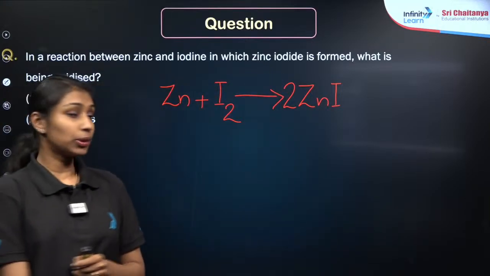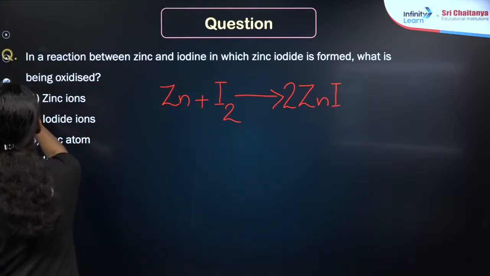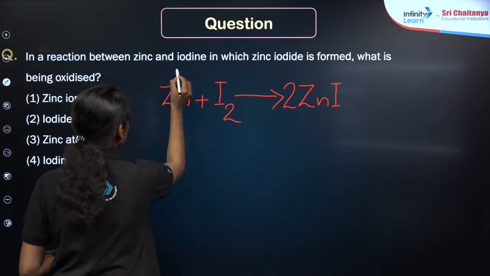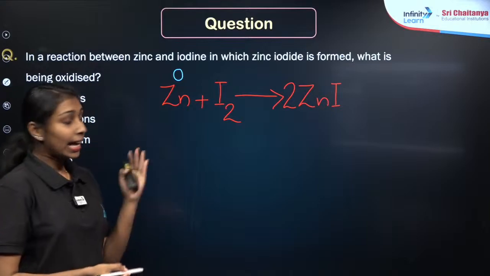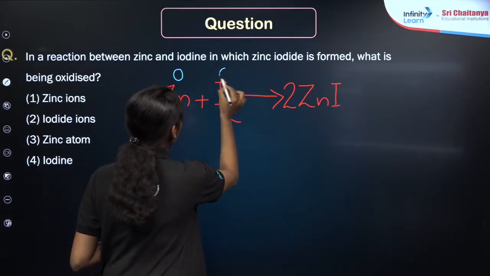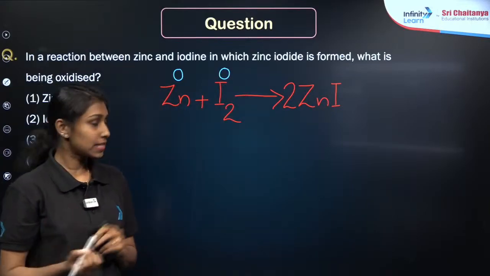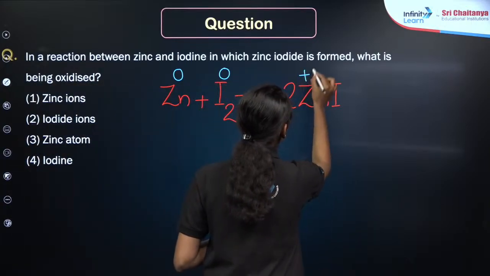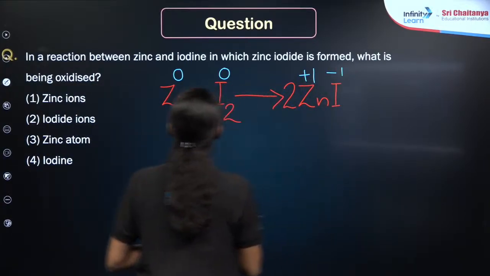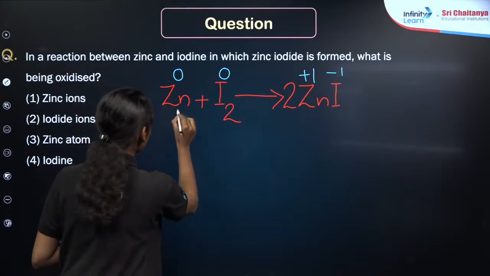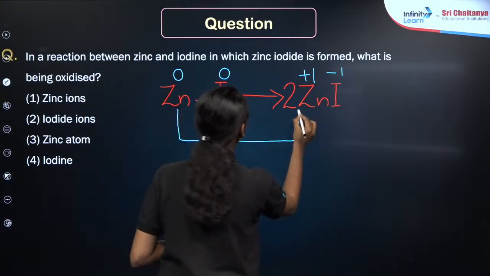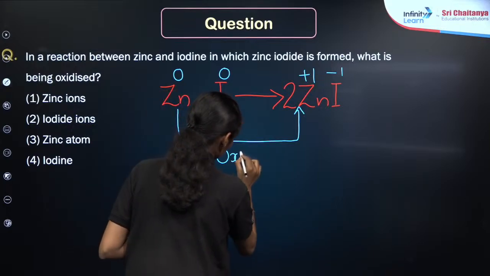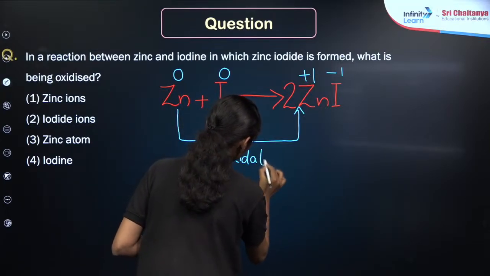Then you have to find out the oxidation number of each of the atoms. In the case of zinc, it is 0, right? Because it is in the elemental state. Again, in the case of iodine also, it is 0, because iodine is also in its elemental state. That is the iodine molecule. Then what about zinc iodide? It has +2 and -1, right? So as you can see here, zinc is changing its oxidation number from 0 upward. Therefore, oxidation is happening, right? Zinc undergoes oxidation.